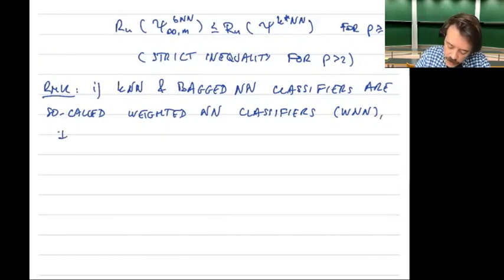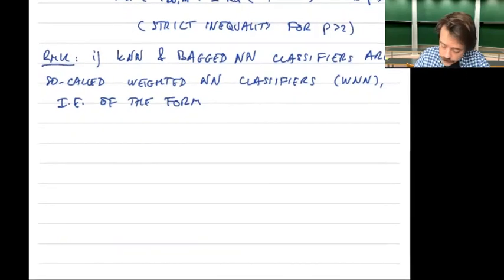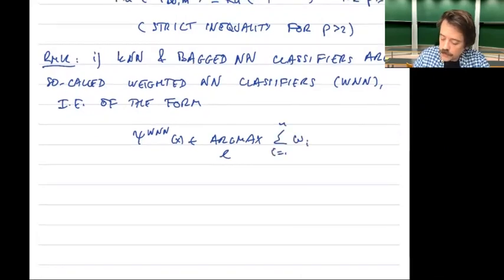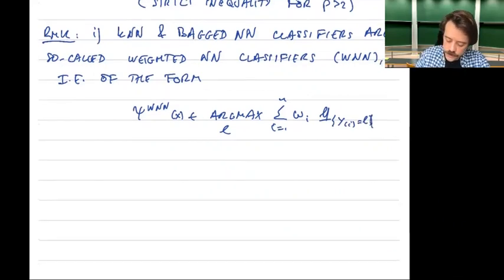So these are of the form you can expect from above. So this guy being the argmax over the L of some sum with some weights of the same indicators that we had above. Yeah?